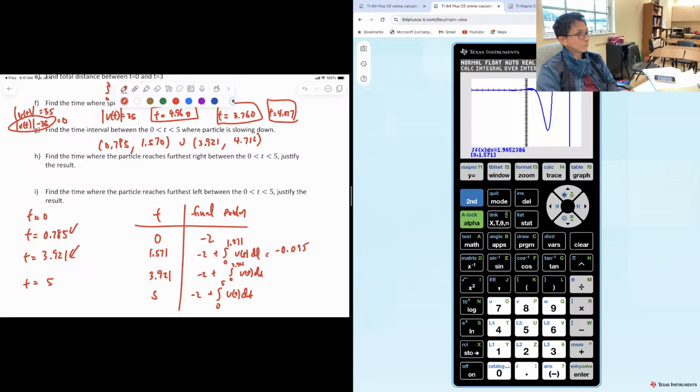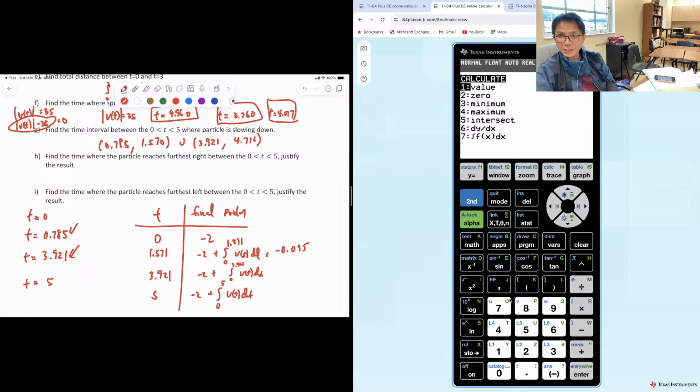Is that okay? Because that is a little bit to the left, but not furthest left. The first left right now is -2. Now I'm going to go to second calc.